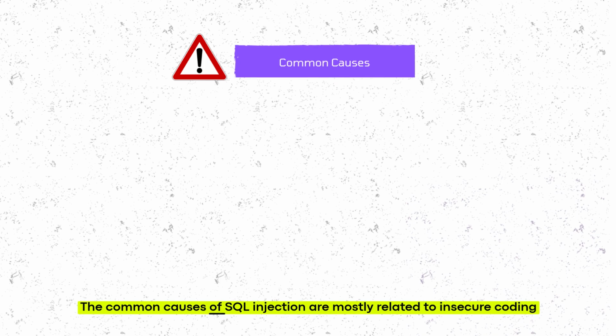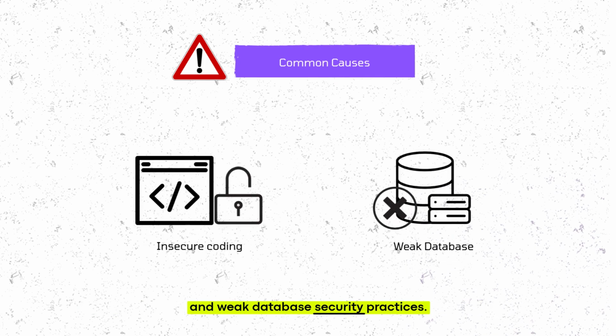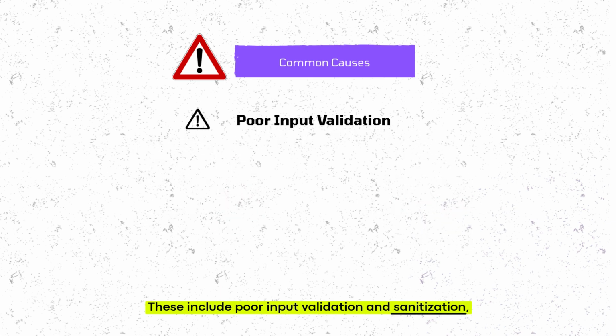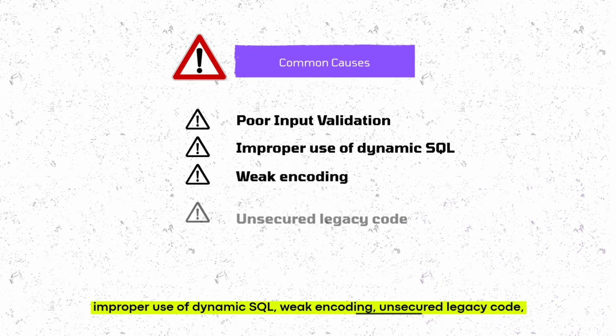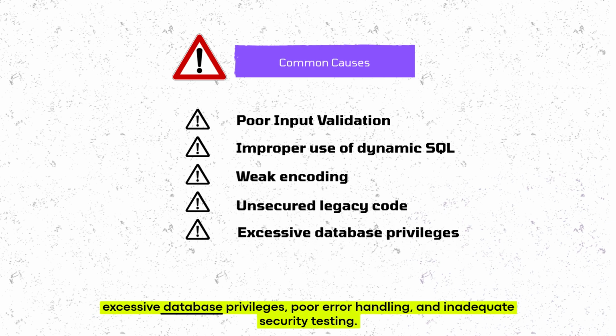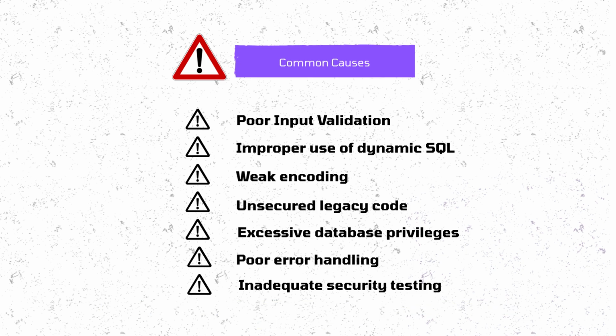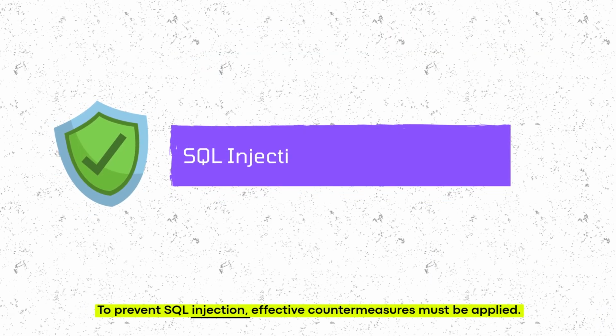The common causes of SQL injection are mostly related to insecure coding and weak database security practices. These include poor input validation and sanitization, improper use of dynamic SQL, weak encoding, unsecured legacy code, excessive database privileges, poor error handling, and inadequate security testing. To prevent SQL injection, effective countermeasures must be applied.